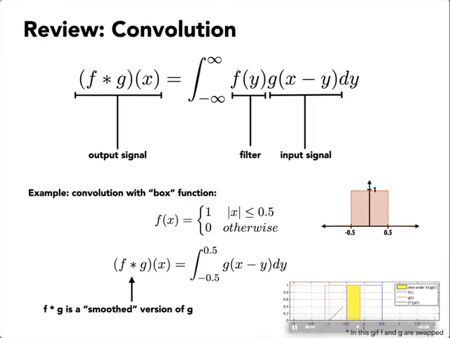So if g were itself, in this case, a box function, then convolving it with a box function can be visualized as this animation of moving the filter, or in this case, moving the function g, the red, and sliding it across the filter, and the result, if you integrate it, would be this triangle function here.